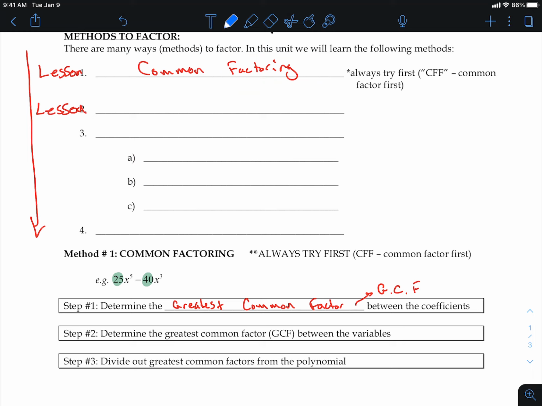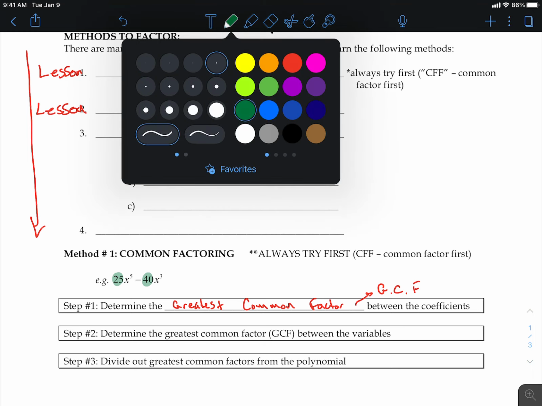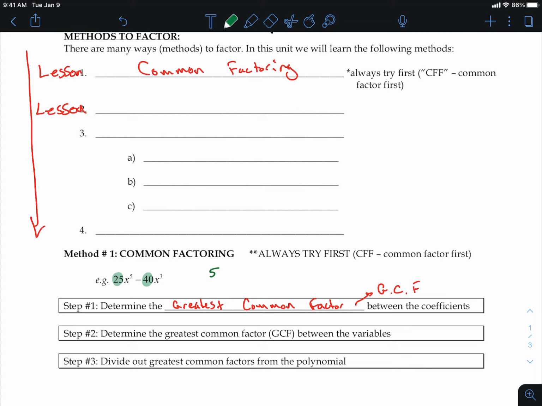So I'll do it in green to match. 5's in common, right? So if you were to divide both of these things by 5, you're going to get something on the inside. It's going to be 5 minus 8. Okay, I left spaces there on purpose because now we have to deal with the variables, okay? Can everybody see if I multiplied the 5 back in, into the 5 and then into the 8, I'm going to get 25 and 40? Okay? I'm just leaving spaces on purpose because that's only half of what we have to do.